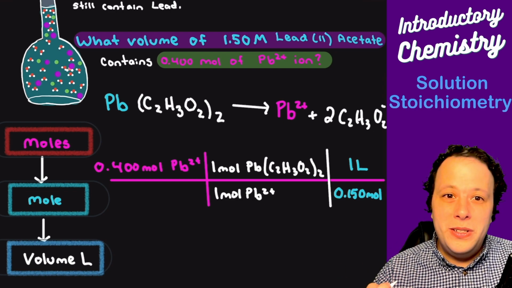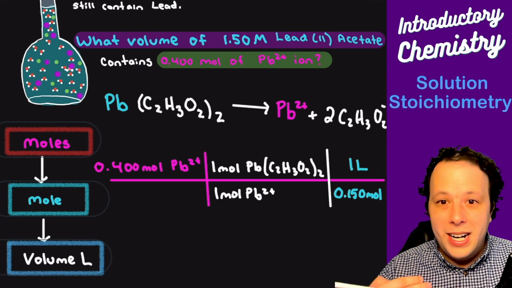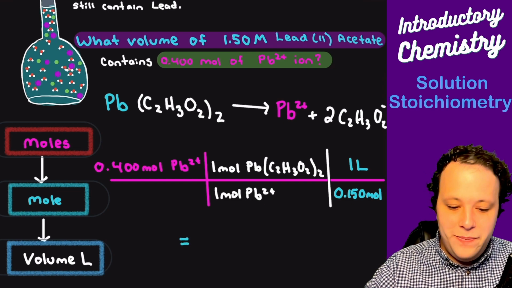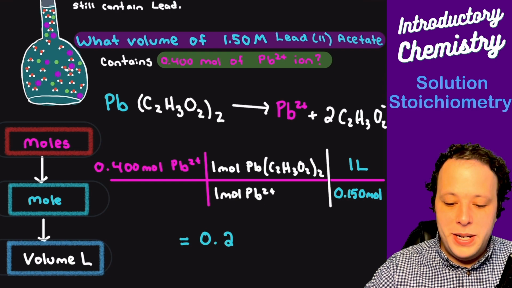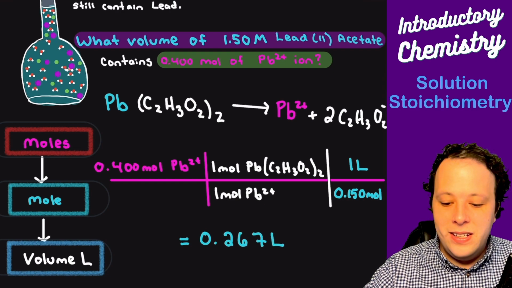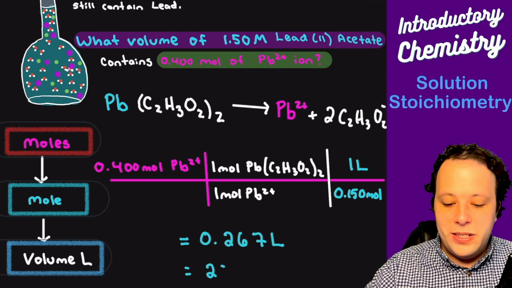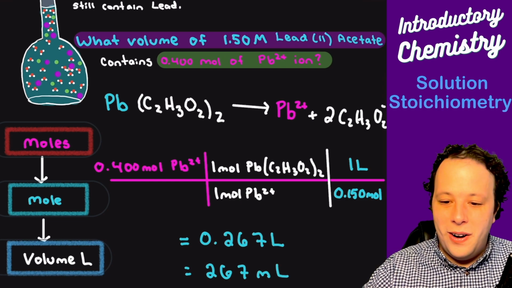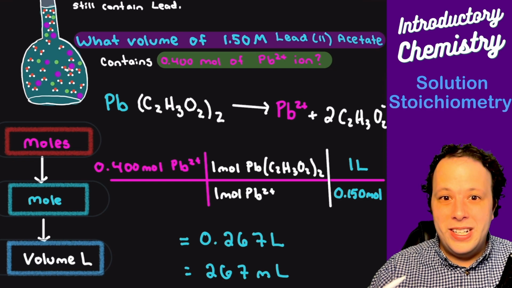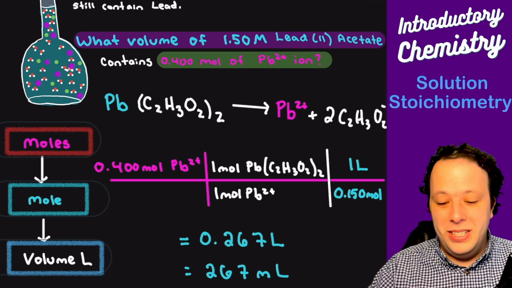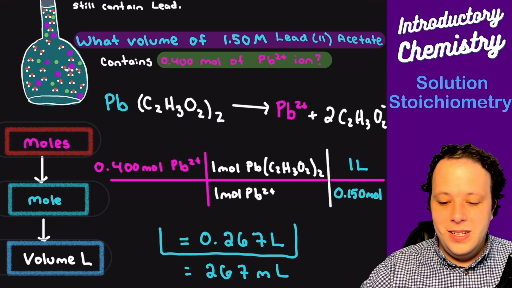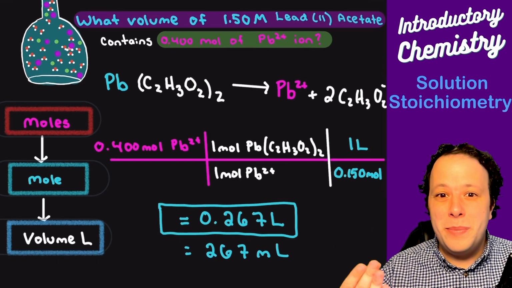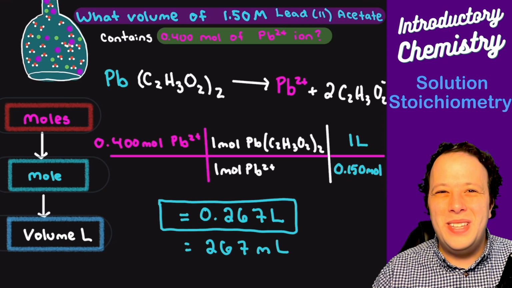So what we'll do here is do 0.4 divided by 0.150, and we will get our final number. And we'll have about 0.267 liters, or about 267 milliliters of our solution here that's going to have this much lead inside of it, okay? So being that the problem did not specify which units, we would leave it in the SI unit, but if you had to convert it to milliliters, you could do that too.